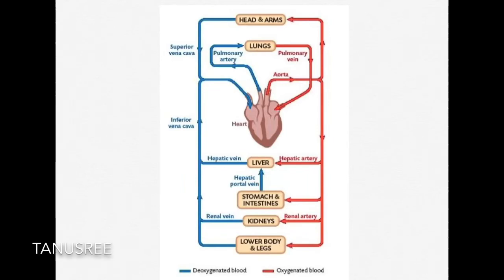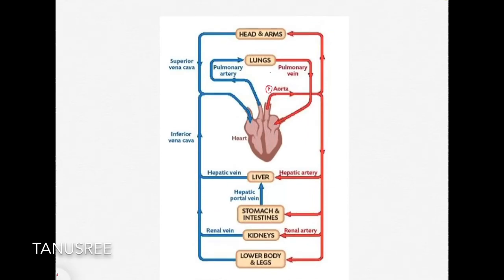Note the blood vessel which is emerging from the heart, that is the aorta. This aorta is branching upwards, moving to the head and the arms, and it is moving downwards as the dorsal aorta. Then it is branching as the hepatic artery to enter the liver. It is also branching into the stomach and intestines, branching into the kidneys as the renal artery. A few blood vessels are also moving to the lower parts of the body and the legs.